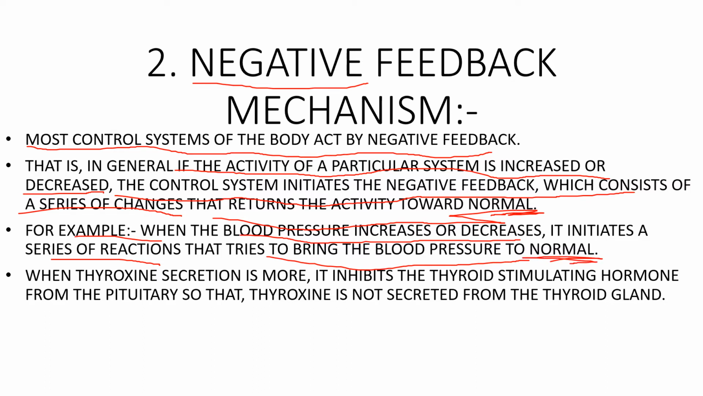Or you can say when thyroxine secretion is more, the inhibition of the thyroid stimulating hormone will occur. This is a negative feedback mechanism. And the thyroid stimulating hormone is secreted by the pituitary. So now there is no TSH and there will be no thyroxine formation as there is no stimulation to the thyroid gland. So thyroxine is not secreted.